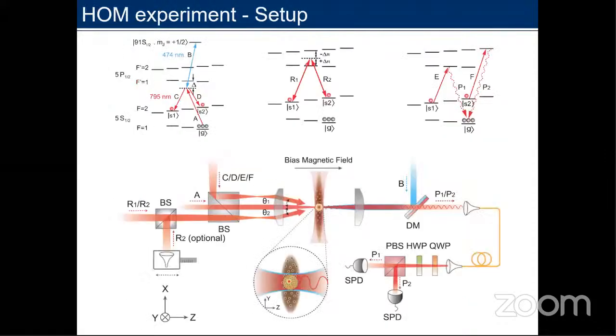The essence of this scheme is to realize Raman manipulation and interference of dual excitations. This is our experimental setup. We first create two ground state collective excitations, one in state S1 and the other in S2. By applying the Raman beams R1 and R2, we can couple the two excitations. Later, the two excitations are retrieved as photons for measurement.